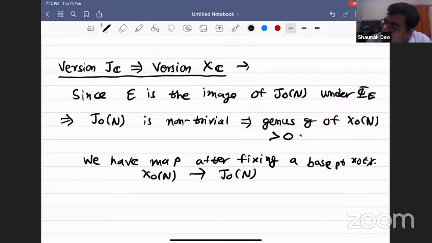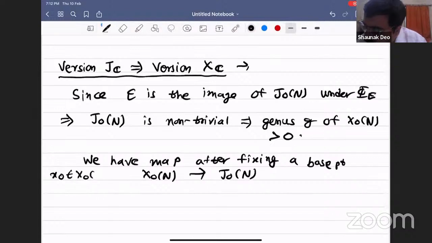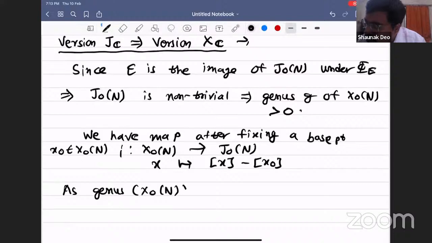After fixing a base point x naught in X naught of n, we have this map which sends x to the divisor of x minus x naught. Because the genus is greater than 0, call this map I. This I is an embedding, because there is no degree 1 meromorphic function by the Riemann-Hurwitz formula.